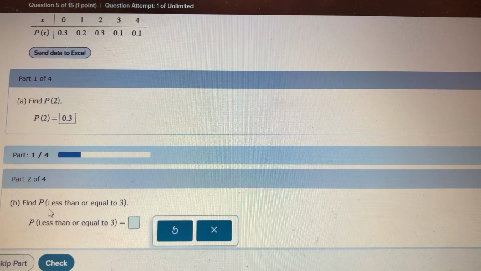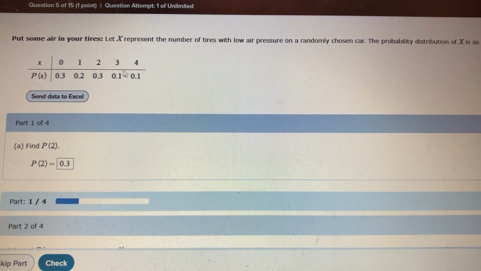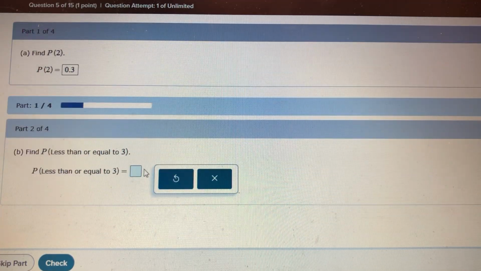What's the chance I get less than or equal to $3 in some gambling game, for example? Less than or equal to 3, that's all of them except for the 4. Less than or equal to 3 is 3, 2, 1, and 0. So add 0.1 plus 0.3 plus 0.2 plus 0.3, which is 0.4, 5, 6, 7, 8, 9, 0.9.